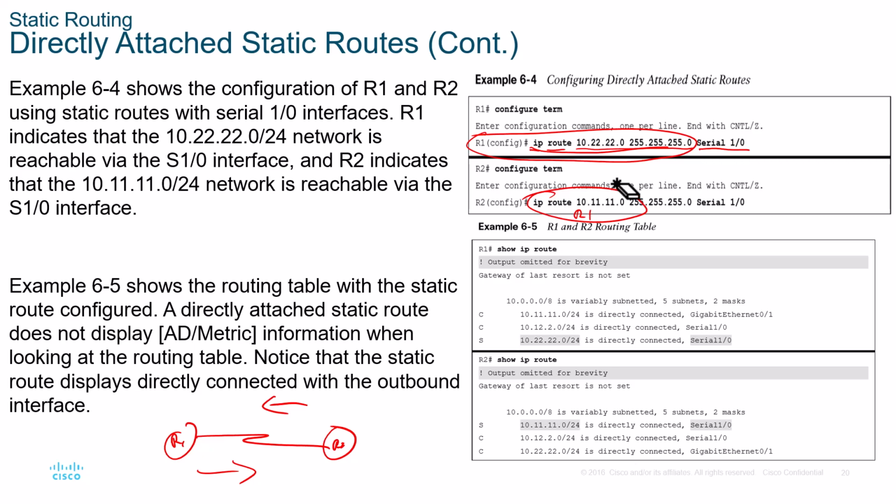If you only happen to do one, for example, let's say you only configured R1 to send to R2, well, it doesn't know how to return. So that's why you have to do both sides. It has to know how to get back. There has to be a path back.